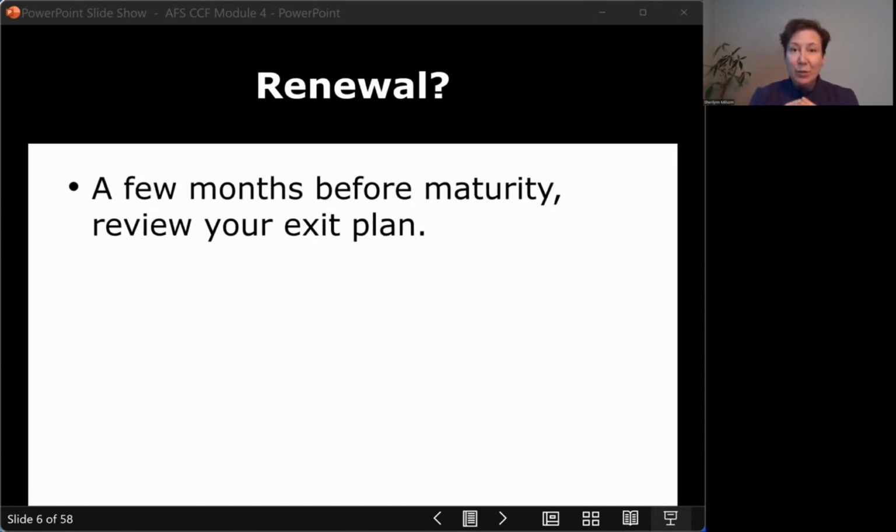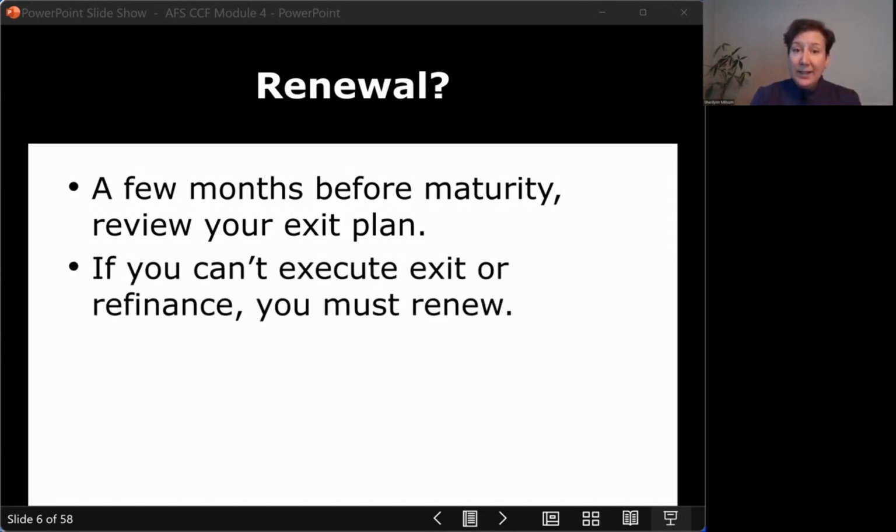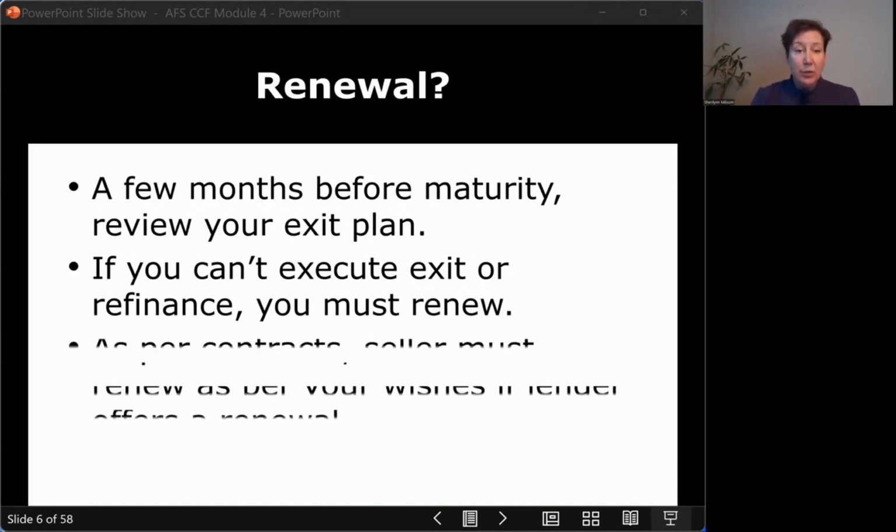If you do need to consider renewal, you need to review your exit plan for that property a couple of months before the maturity of the mortgage and the agreement for sale. So if you were planning to sell, is it going to be a good time to sell? If you were planning to refinance, is that even possible? So you need to review that plan in order to know whether you can continue with that exit or potentially need to renew. And if you can't execute your exit or your refinance, of course, that underlying mortgage and the agreement for sale will both need to be renewed.